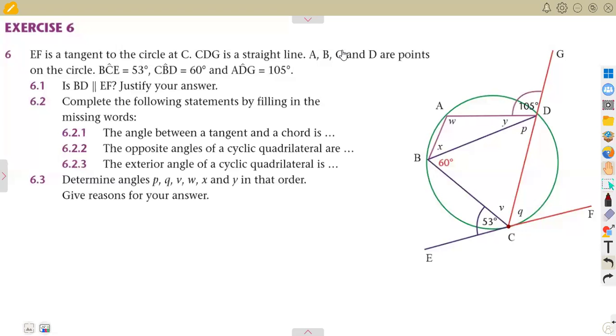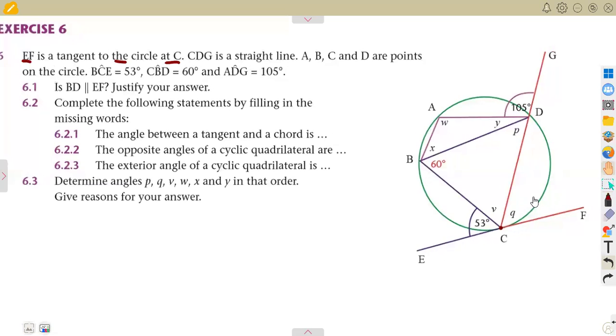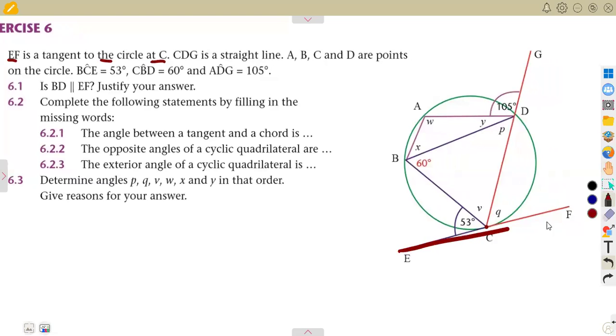So if you consider question number 6 on the same exercise that we were working with, we are given this time that EF is a tangent to the circle at C. So from the point E to F, which is a tangent at the point C, and also that CDG is a straight line from C to G to D.